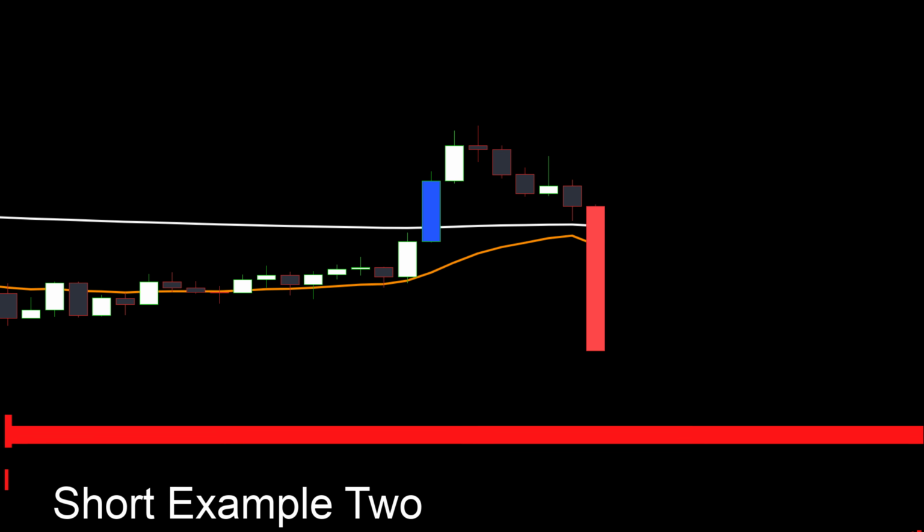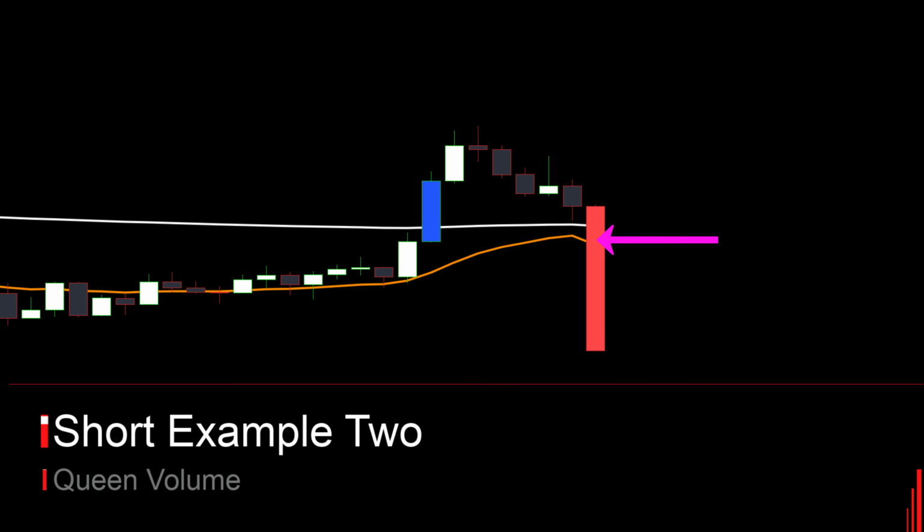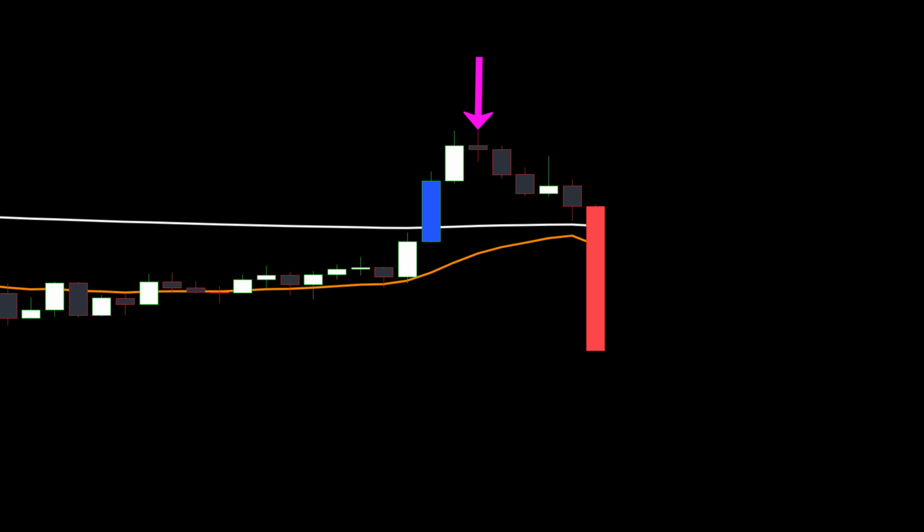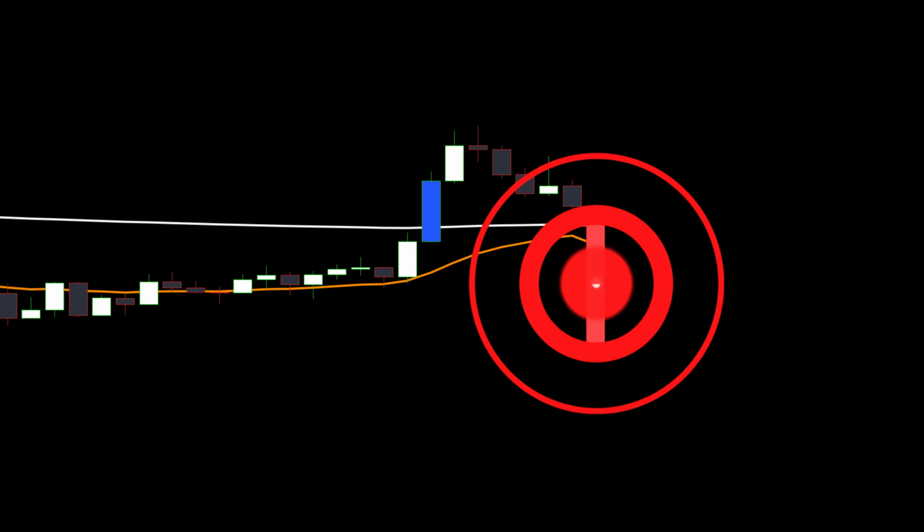I'm going to show you one more quick example. The 50 EMA is under the 200 EMA. Price closes above the 50 EMA. Finally, there is a solid red candle that touches and closes below the orange EMA. This is our trigger candle. The stop is placed at the previous swing high and the target is 1 to 2. And this example hits the target.